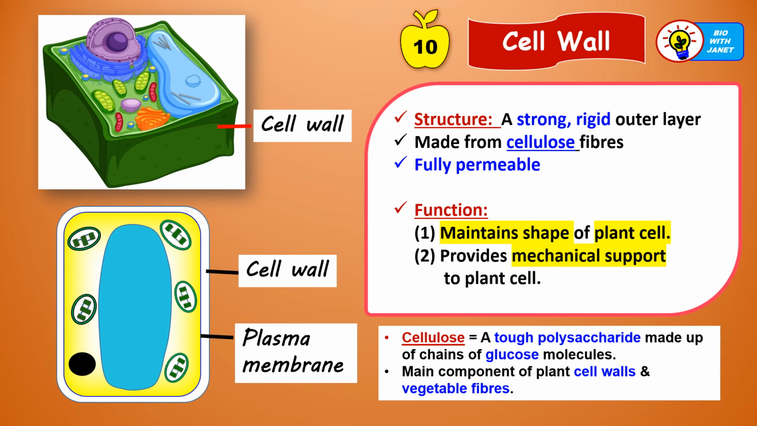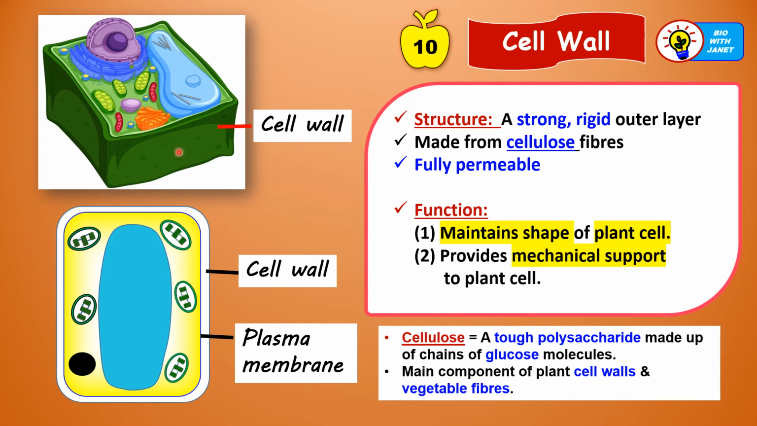Next, we have the cell wall. The cell wall is the outermost layer of the plant cell. Now, structure. It is a strong and rigid outer layer made of cellulose fiber. Cellulose fiber is a tough fiber. For example, when you eat vegetables, sometimes you can find that the fibers are not easily broken up. Those are made of cellulose.